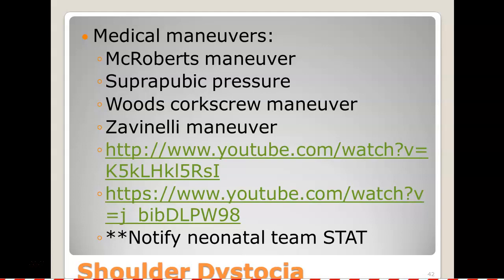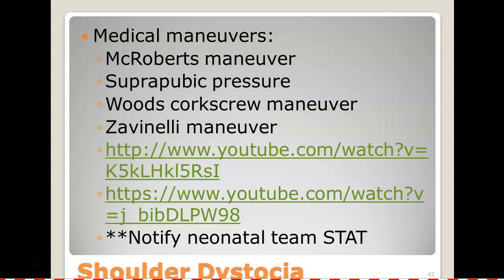And so you're trying all these maneuvers. And again, I didn't even name half of them. There's probably 4 or 5 more maneuvers that the doctors can try. If none of those work, then they need to push this head back into the uterus and do an emergency cesarean section. Now, that's not without complications itself, but you can't leave that head out without those shoulders delivered, or the baby will die. So in those cases, you're doing these maneuvers.